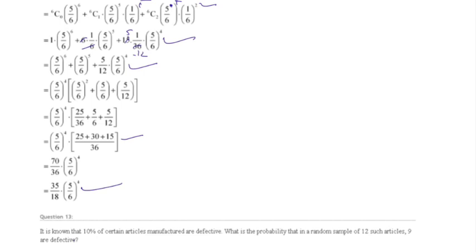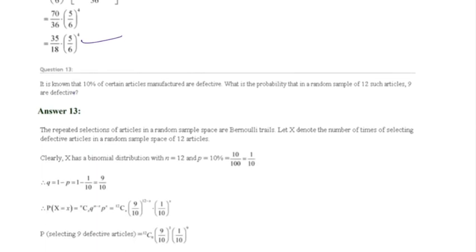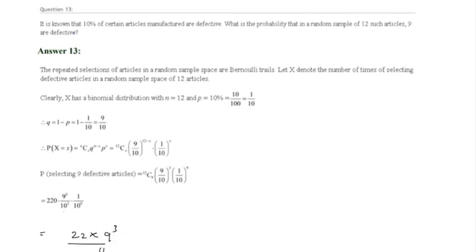So finally, question number 13. It is known that 10% of certain articles manufactured are defective. What is the probability that in a random sample of 12 such articles, 9 are defective? So what is given here? It is known that 10% of certain articles manufactured are defective. Already it is given, defective 10%. What is the probability that in a random sample of 12 such articles, 9 are defective?